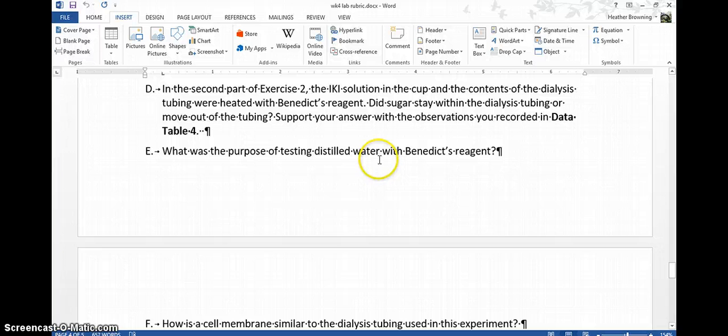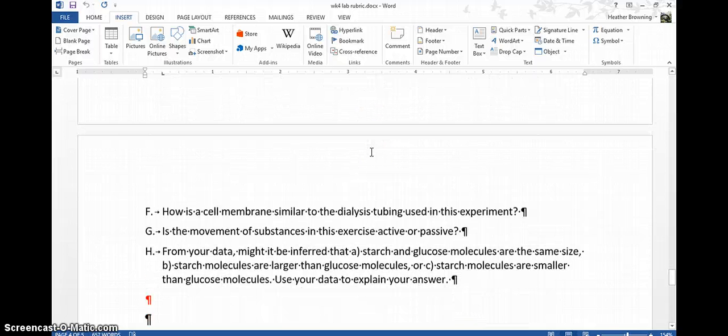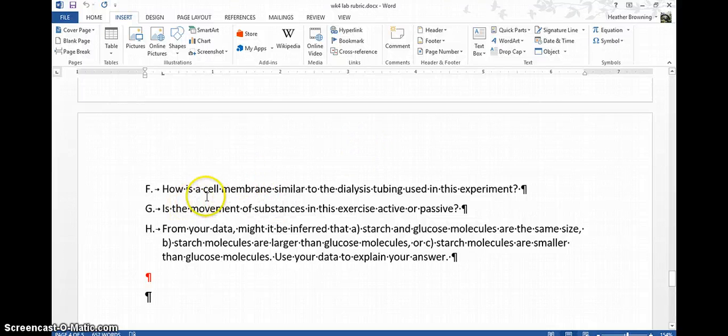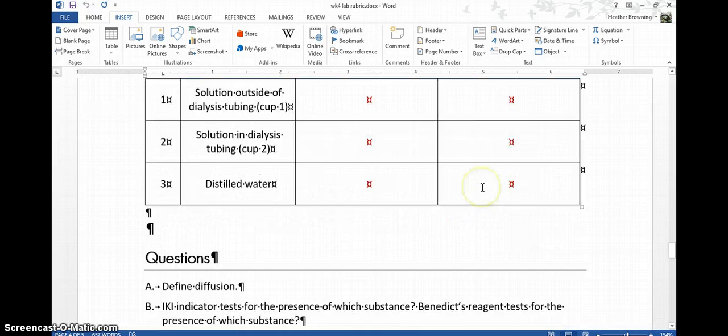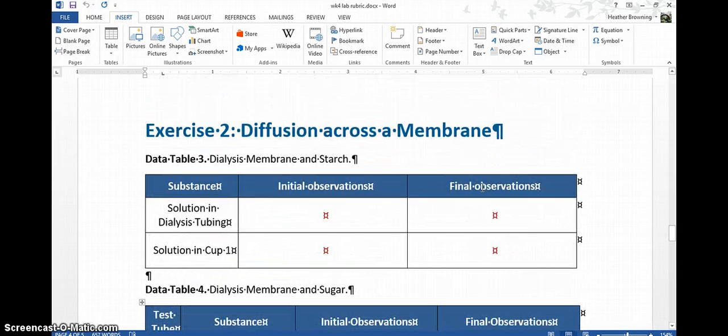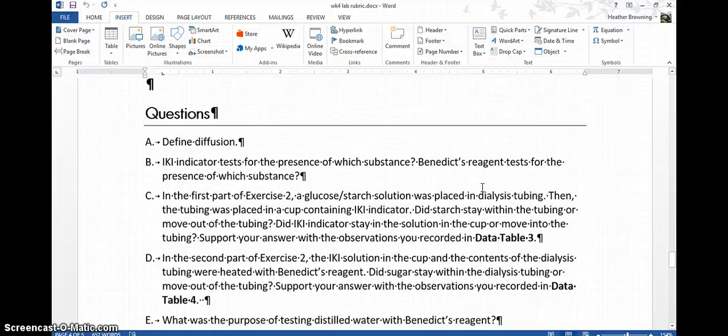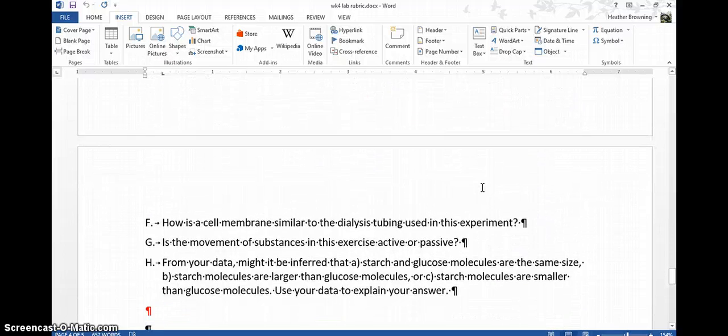Now, what was the purpose of testing distilled water with the Benedict's reagent? Give me the word. We learned from week 1. This is called what? And then, how is a cell membrane similar to the dialysis tubing in this experiment? What was this one called? Diffusion across a membrane. So what might it be similar to, right? A lot of them will. If you look at the title, sometimes it helps.